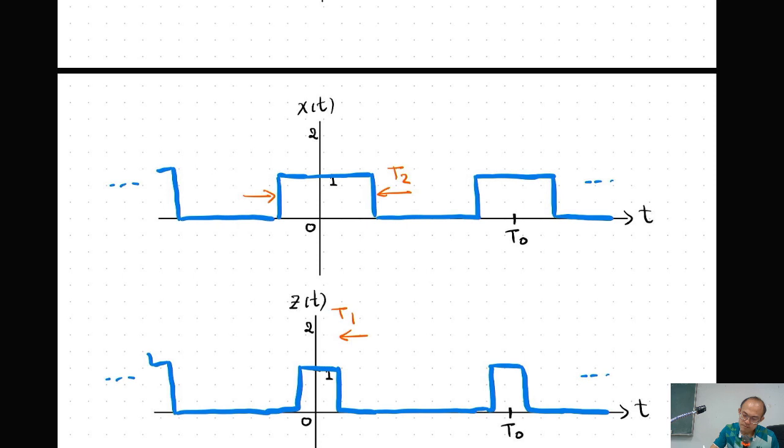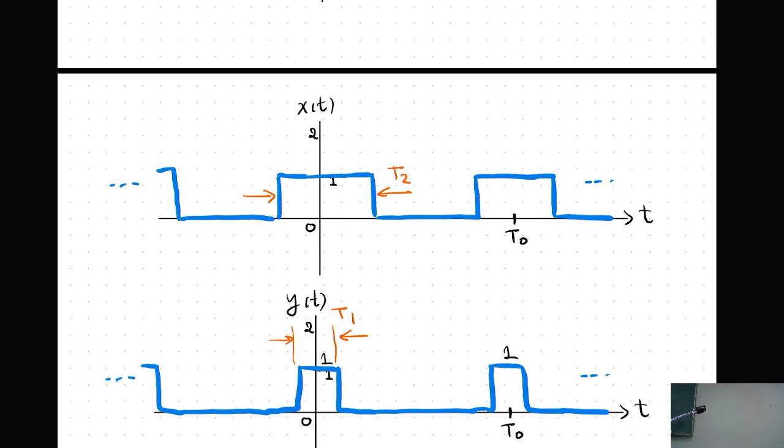Okay, and this should be 1. This is y. Now, if we add these two together, meaning that we're putting y on top of x, the result would be z.